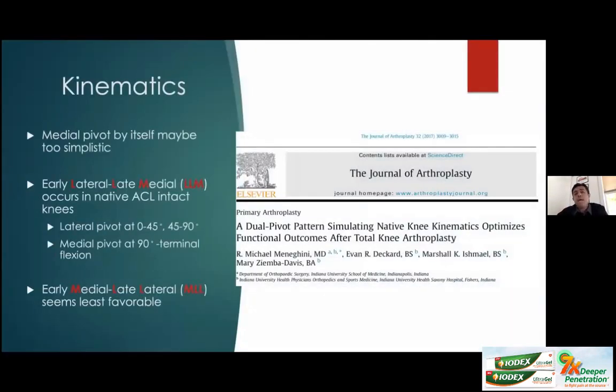What seems to be happening in knees which have an intact ACL is that early on, there is lateral pivoting, and later on, there is medial pivoting. So it's called the LLM, early lateral, late medial pivoting. It's a dual pivot mechanism to a knee, which seems to be the most favorable. The opposite, which is early medial pivoting and late lateral pivoting, seems to be the least favorable.